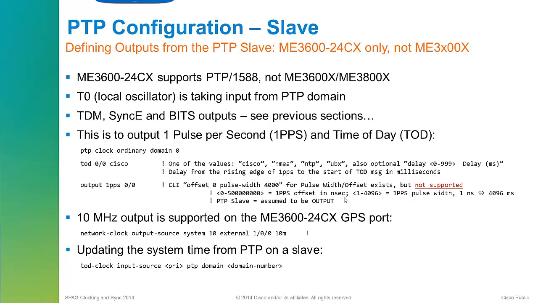Now, talking PTP slave, the ME3600X and 3800X don't support PTP, so this is for the 24CX only. Absolutely similar to the 903. Of course, the time of day clock is just TOD 0, output 1 pulse per second. So fairly straightforward. It'll put out the time of day in those formats. You can also output the 10 megahertz. It's called external 10 meg, and it will output it. You can also, on this platform, update the time of day clock.